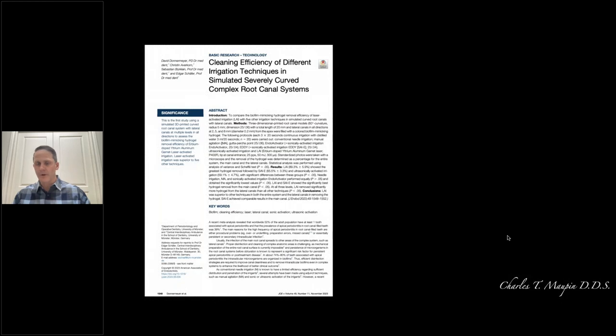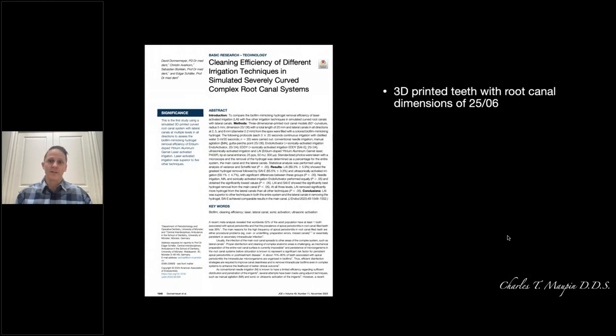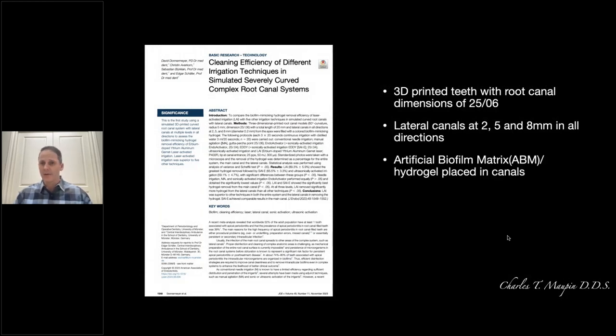And kind of in preparing for this, came across this article here. This was in the November JOE, and it looked at the cleaning efficiency of different irrigation techniques in simulated severely curved complex root canal systems. And what they did, they took 3D printed teeth, and they had the root canal dimensions of 25/06 shape in there. And with these 3D printed teeth, they had lateral canals at 2, 5, and 8 millimeters in all directions, not just one coming out, so all directions. And they fabricated this ABM, or artificial biofilm matrix hydrogel, and they placed it into the canals. They allowed it to sit in there.